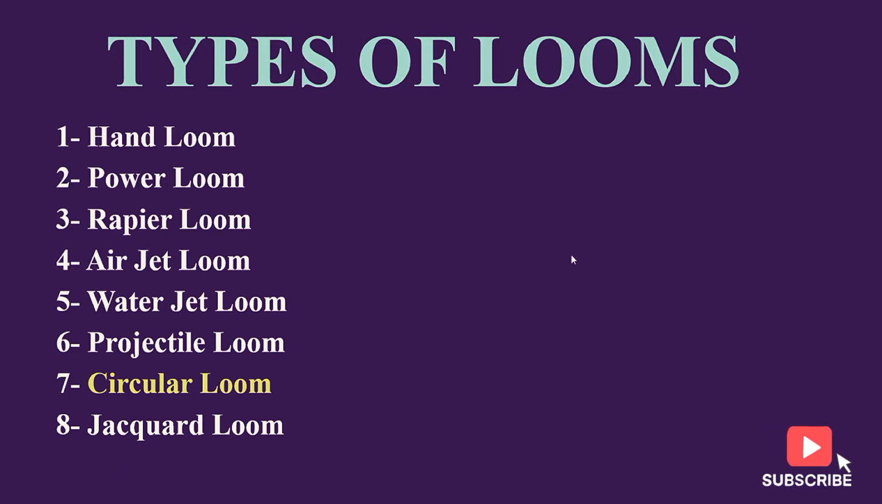There are different types of looms: hand loom, power loom, rapier loom, air jet loom, water jet, projectile, circular, and charcoal looms. In previous lectures, we have discussed different looms. Today, our topic is on circular looms.